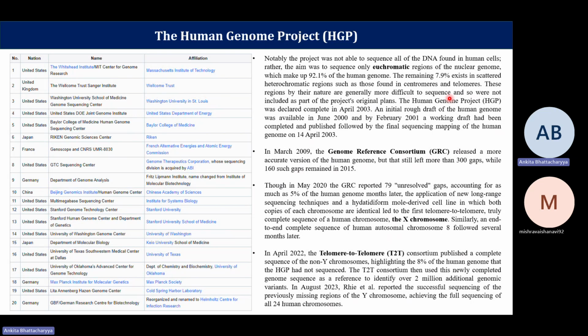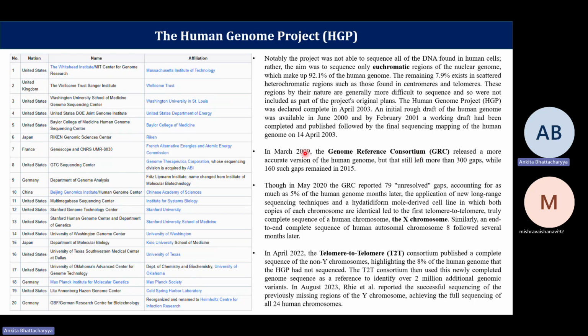Then the entire project was declared complete in April 2003. The initial draft was published in June 2000, and by February 2001, a working draft had been completed. Then in March 2009 came the new revised committee, called the Genome Reference Consortium, or the GRC. This is what we refer to today when it comes to figuring out the reference genome.